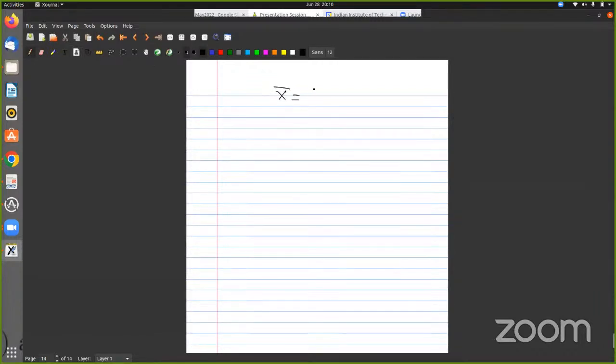So x bar is this, right? x1 plus x2 until x30 by 30. This is my x bar. So if I wanted the expectation of x bar, how will I find it?